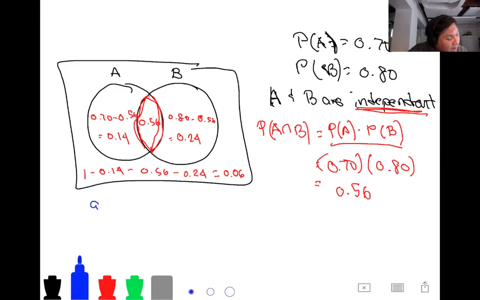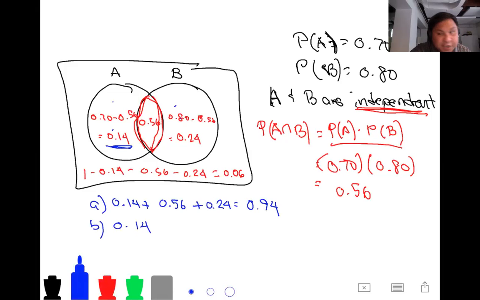So now we are ready for our answers. The probability of him doing either homework or both is 14% plus 56% plus 24%. This is a 94% chance. B, the probability of him doing only the math homework, is simply 14%. And letter C, the probability of him doing neither of the two homeworks is simply 6%.